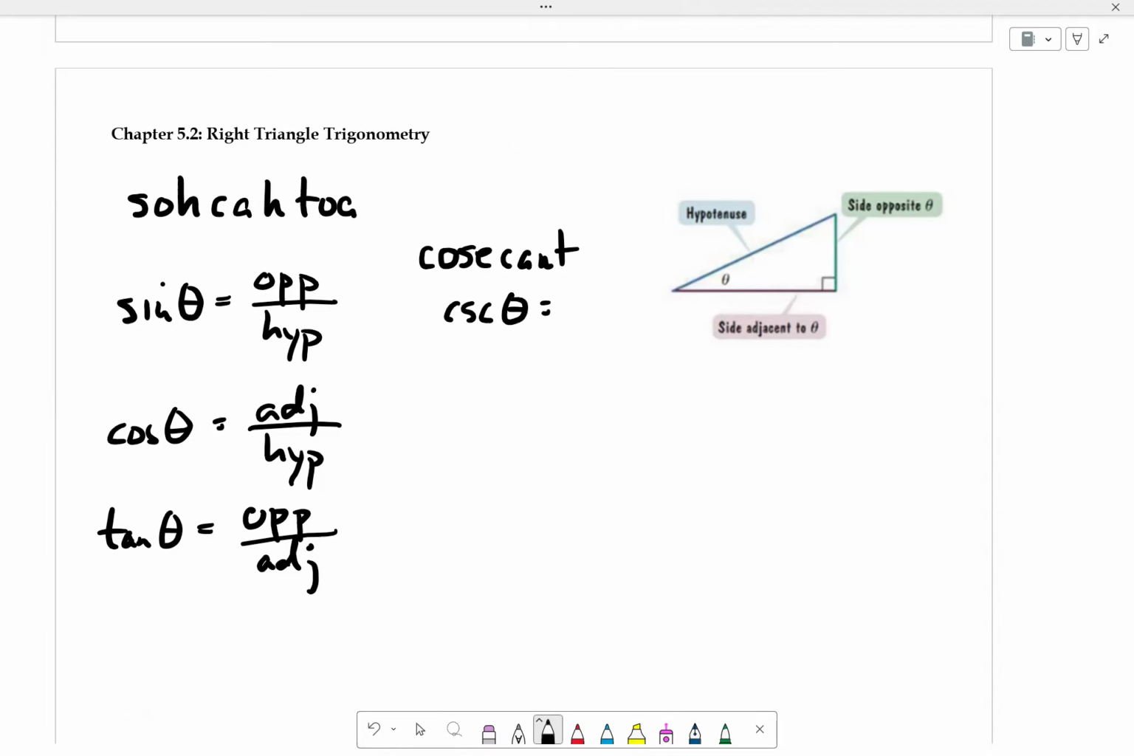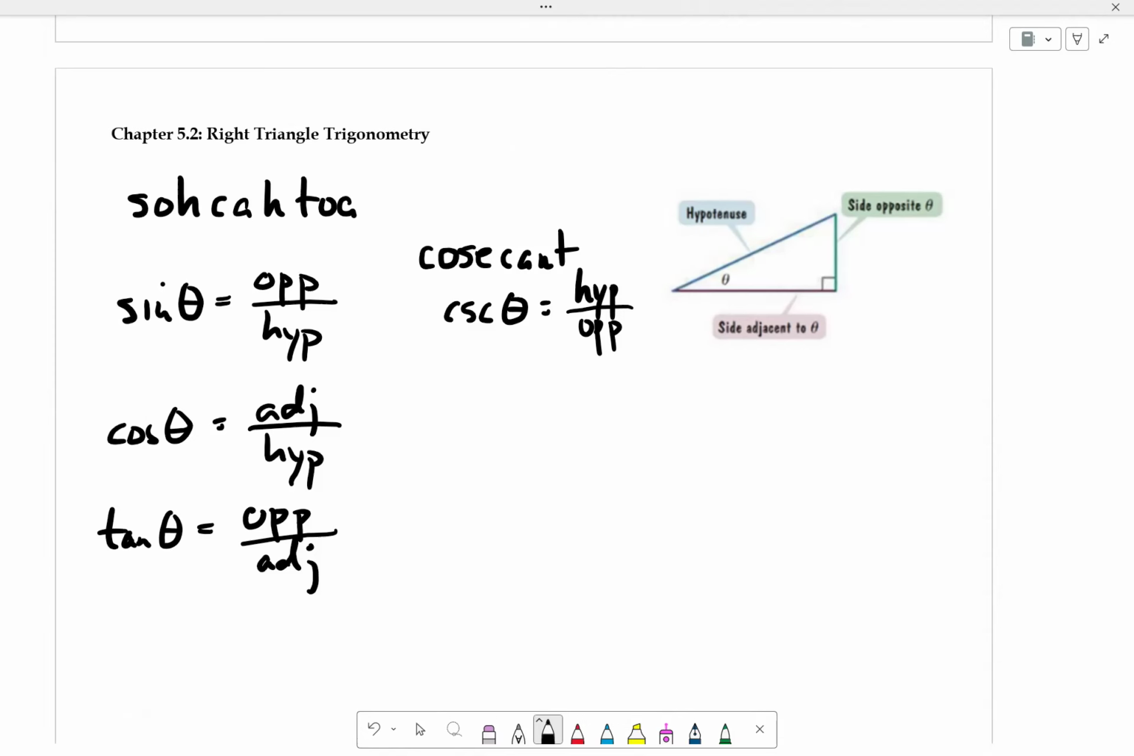And by definition, maybe different teachers taught different things. Anyway, cosecant of theta by definition is not opposite over hypotenuse. It is hypotenuse over opposite. The relationship between sine and cosecant is that they are not inverses, not opposites, definitely not congruent.